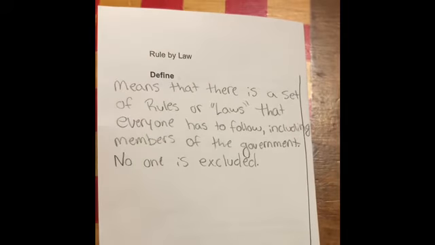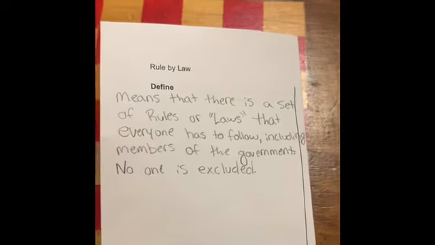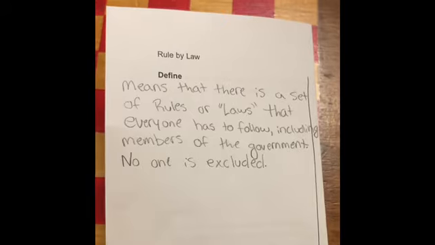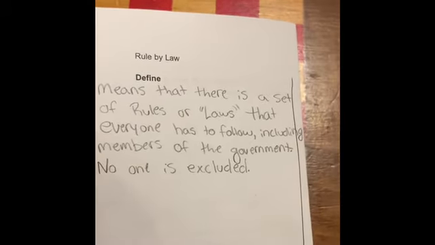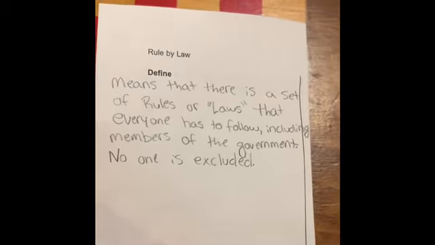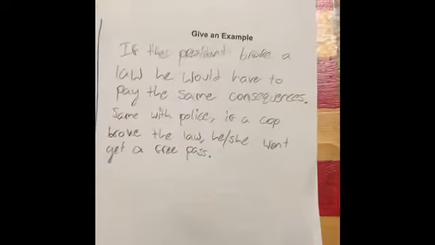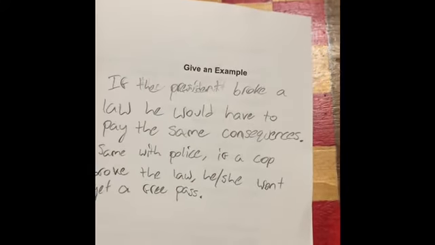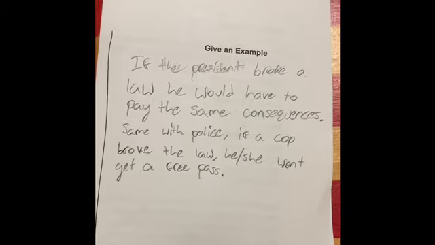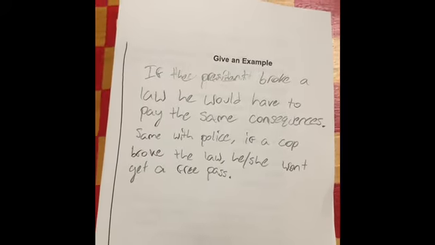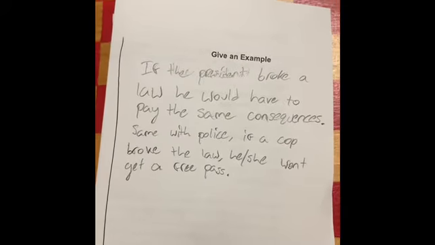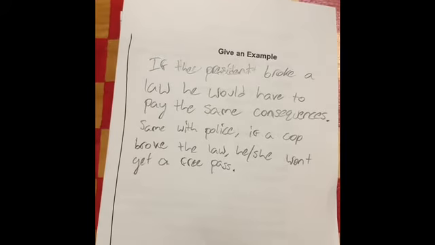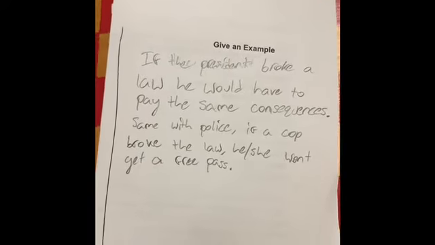We've heard a lot this week, we're a government of law, not of men, which means our rulers can't just make up their own laws on the spur of the moment. They have to follow the laws that are in our Constitution. An example here of rule by law says if the president broke a law, he'd have to pay the same consequences. If the president were to get arrested for something, he could face jail time just like anyone else.